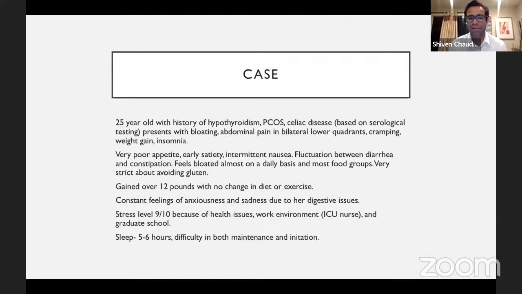Now, she has difficulty in maintenance and initiation. That means, number one, she's having a hard time falling asleep, and even when she does sleep, she probably wakes up and is tossing and turning. So she's having issues in both.